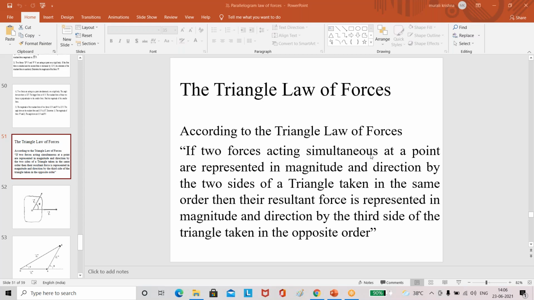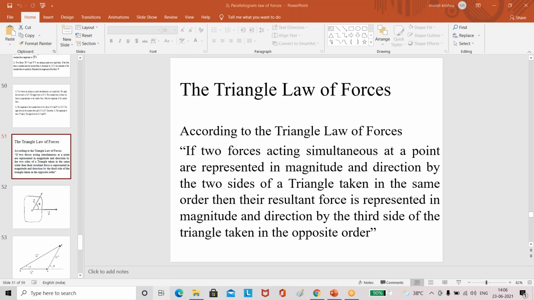Similarly, we have this triangle law of forces. In the triangle law of forces, the force F1 bar is taken as one side of the triangle. Force F2 bar is taken as the second side of the triangle in the same order. Then the third side of the triangle taken in the opposite order is the resultant force of the two forces F1 bar and F2 bar. So that is this triangle law of forces. So coming to this triangle law of forces, to find out the resultant force of the two coplanar concurrent forces F1 bar and F2 bar.